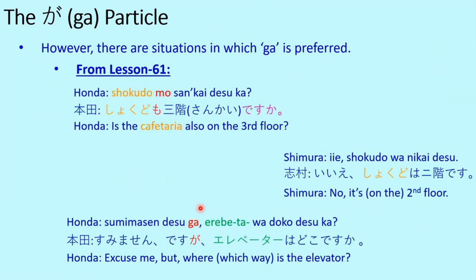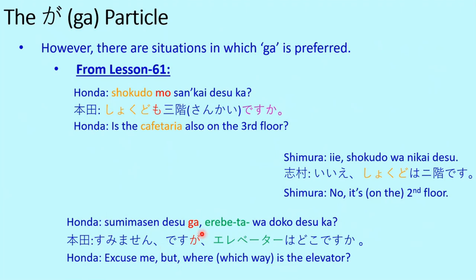In lesson 61, we came across another usage of ga. Very, very important. Here Honda-san and Shimura-san are having a conversation. Honda-san says, Shokudo mo 3階 desu ka? That is, is the cafeteria also on the third floor? Shimura-san says, Iie, shokudo wa 2階 desu. It's on the second floor. And then Honda-san says, Sumimasen desu ga, elevator wa doko desu ka? Excuse me, but where is the elevator?